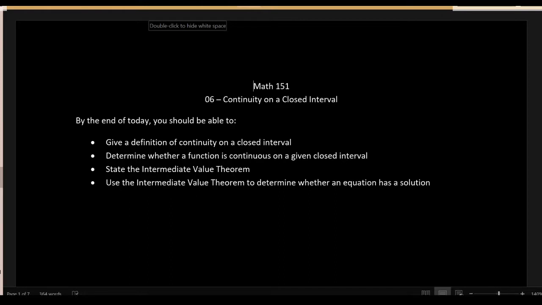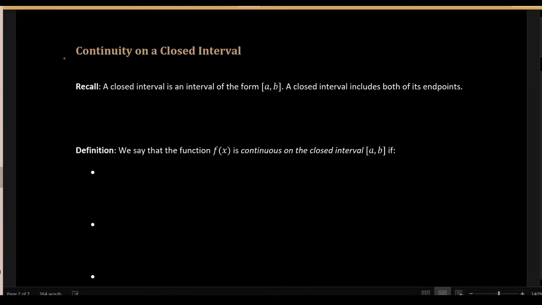which can really only be applied to functions which are continuous. This theorem is completely invalid and useless when you're working with a function that has discontinuities. So the definition of continuity on a closed interval is quite different from the definition of continuity on an open interval. Now, before I get into the differences between those definitions, I want to make sure that we're clear on what a closed interval actually is.